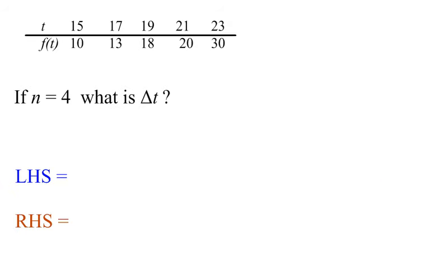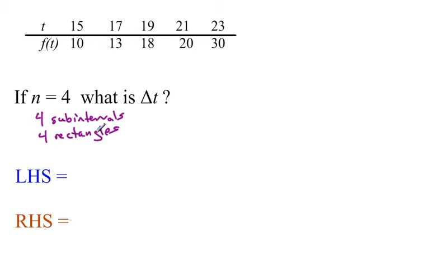All right, so this is going to look a lot more like what a lot of your homework problems will look like. We're given a chart, t and f of t, and we're going to be asked to find the left-hand sum and the right-hand sum for this particular graph. So when we're told that n equals 4, now I want you to understand when it says n equals 4, we're talking about 4 subintervals. And if we're talking about 4 subintervals, we're talking about 4 rectangles.